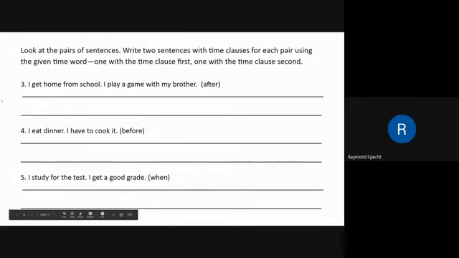Okay, I'm going to give you 6 minutes. Give you 2 minutes for each of these. Remember, you're writing two sentences for each one. One where the time clause comes first, and in the second sentence, the time clause comes second. So you guys will have 6 minutes, and then we'll go over the answers before we move on to the next slide.